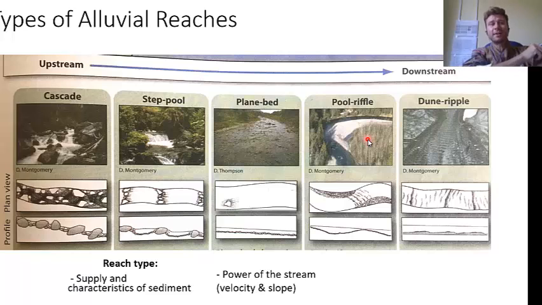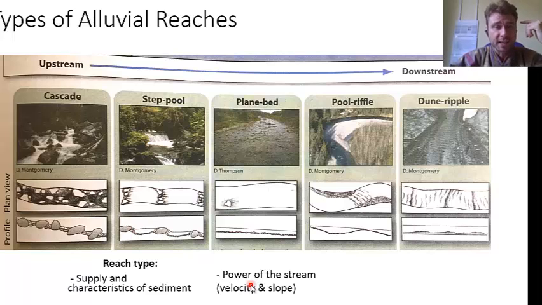And so this breakdown of different types of alluvial reaches really follows some specific patterns going from upstream to downstream, where you see different reach types being more prevalent. Ultimately, the type of our channel reach is going to be dictated by both the supply and characteristics of the sediment that's present, as well as the power of the stream. And that power, again, comes from the flow velocity, which is directly related to the steepness, the slope and gradient of our river.